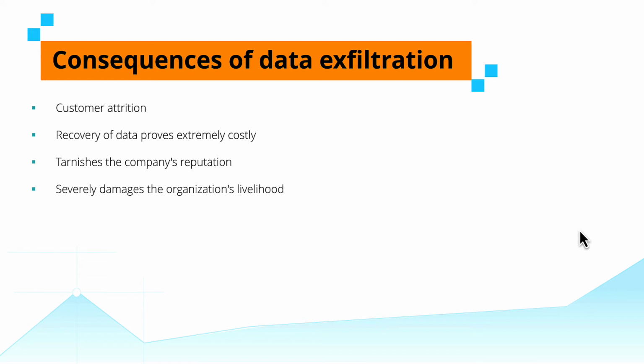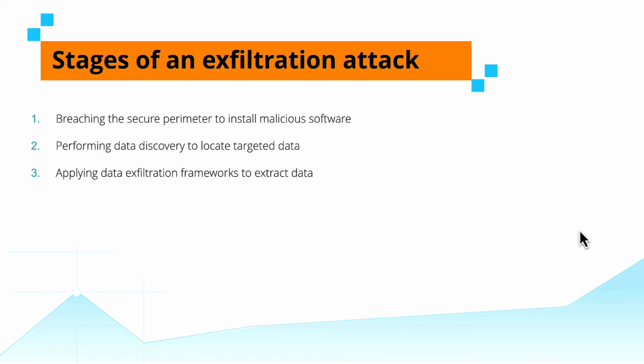Data exfiltration generally occurs in 3 stages. The first being the breaching of an organization's perimeter, for which cybercriminals turn to any mode of attack, from zero-day exploits to IoT attacks. Once the perimeter is breached, they proceed to locate the data that can cause the most damage, that is critical organizational information, and then apply exfiltration frameworks to extract the targeted data.